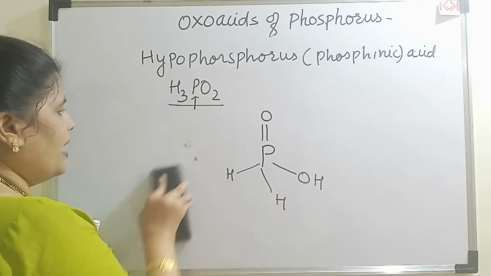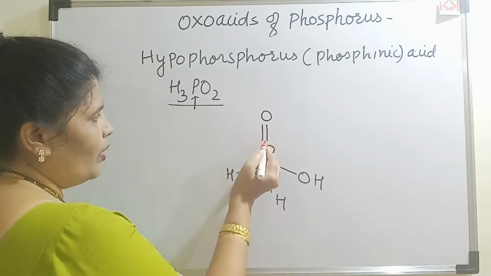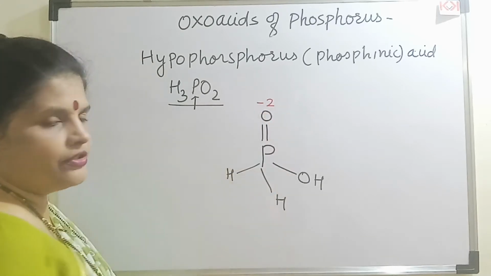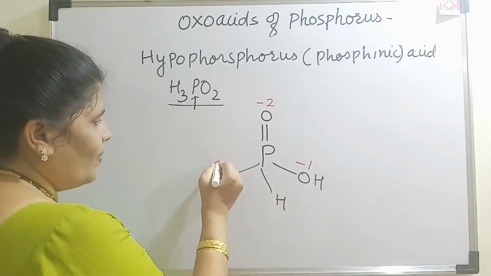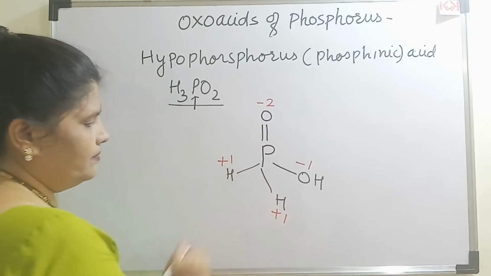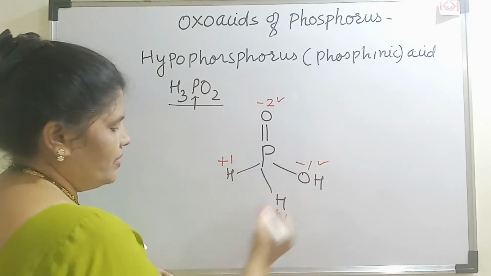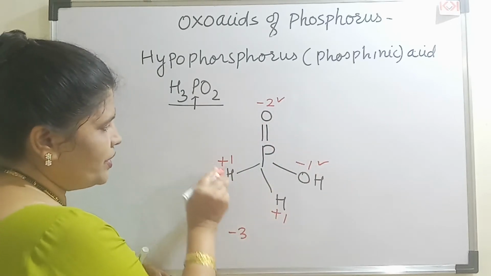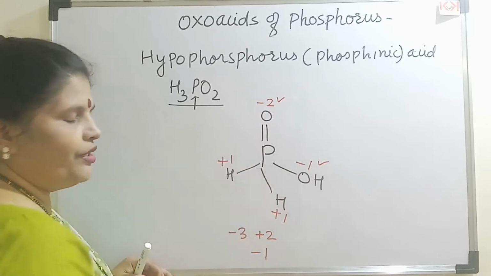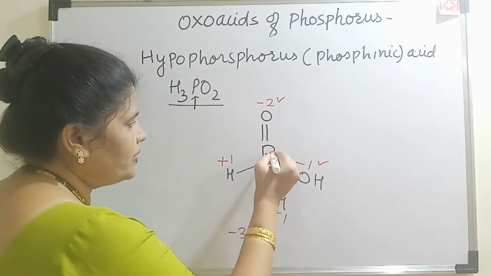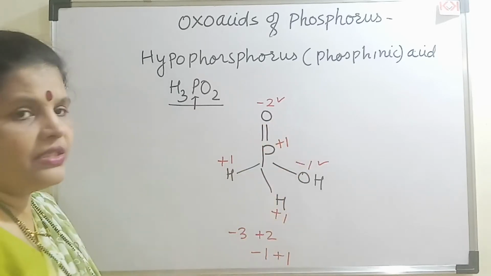Now let us see how to assign the oxidation numbers. While assigning the oxidation numbers, always remember a double bond oxygen will always have a -2 oxidation state. A hydroxyl group oxygen will have a -1 oxidation state, while hydrogen will have +1 here. Now let us make a total here. This will be -2, -3. So negative total is -3. Positive total is +2. So what is remaining is -1. If you see the molecule is neutral and therefore the oxidation state here must be +1. So here the oxidation state for phosphorus is +1.